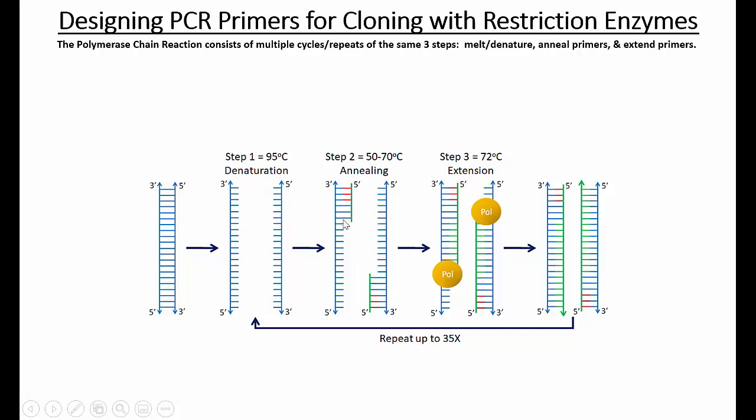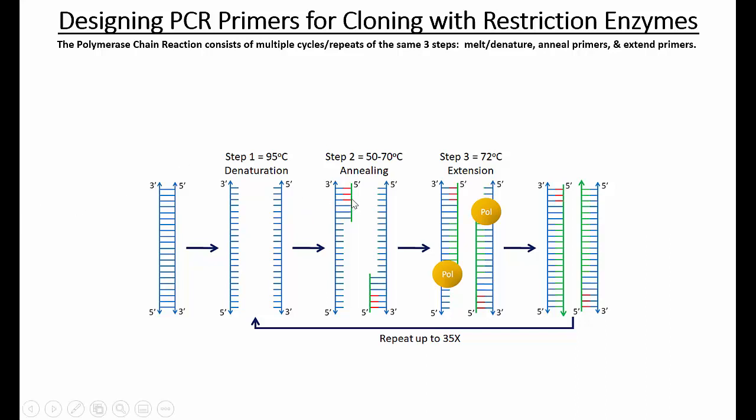So this forward primer is going to be perfectly complementary to the beginning of the sequence. The reverse primer is perfectly complementary to the end of the sequence. But one interesting thing about PCR is that these primers only have to be complementary on their 3' ends. On the 5' end, you can put almost anything you want. It doesn't have to be complementary to the target.